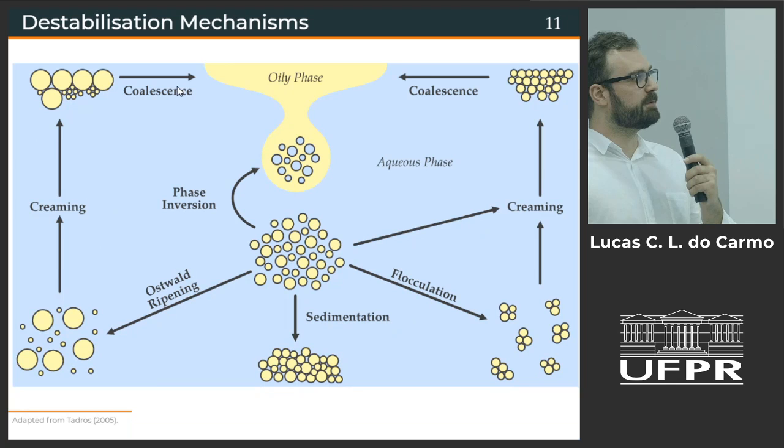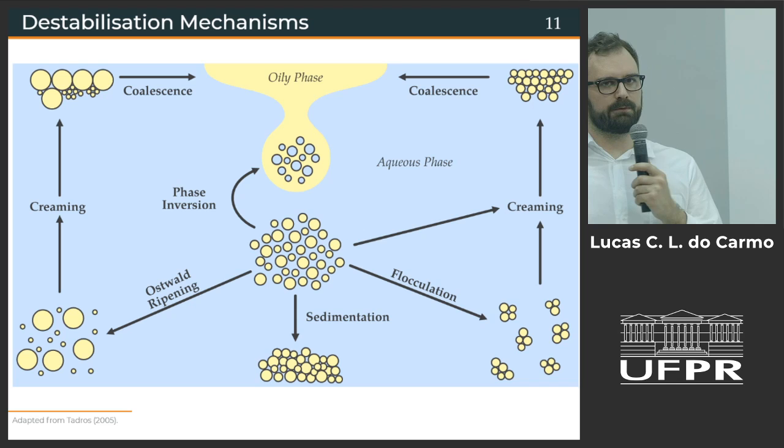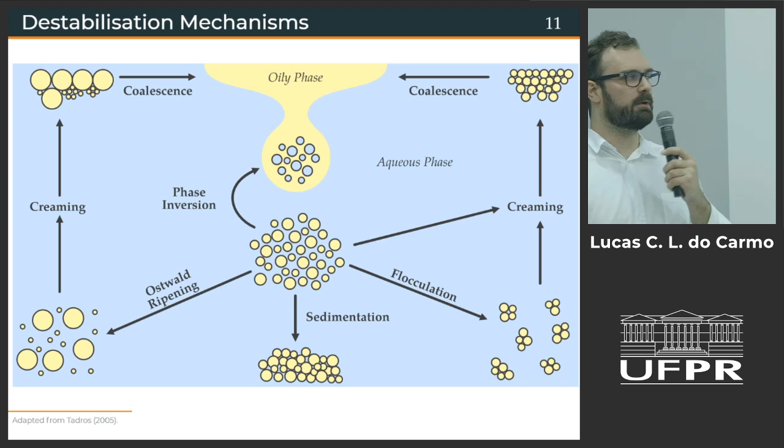So here's a summary of all the breakdown mechanisms of emulsions. Depending on the nature of the dispersed phase, it can either cream, or go up and migrate towards the surface, or sediment. And there is a phenomenon of Ostwald ripening, which is the increase of droplet size. There's a phenomenon of flocculation, which is the aggregation of these droplets. And then the final result is the complete separation of phases, shown by this top part of the figure.